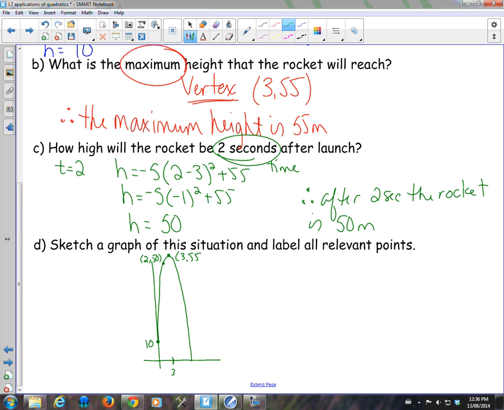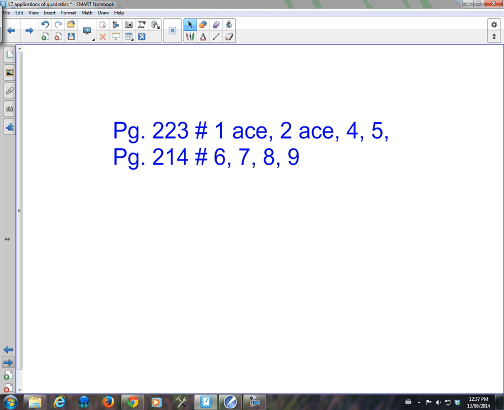Every word problem is going to be different. You're going to need to figure out what the words mean. Look specifically for words like maximum, initial value, hitting the ground. Those are the 3 key ideas. So your job now is to practice looking for those key ideas and applying them. All right, good luck with that.